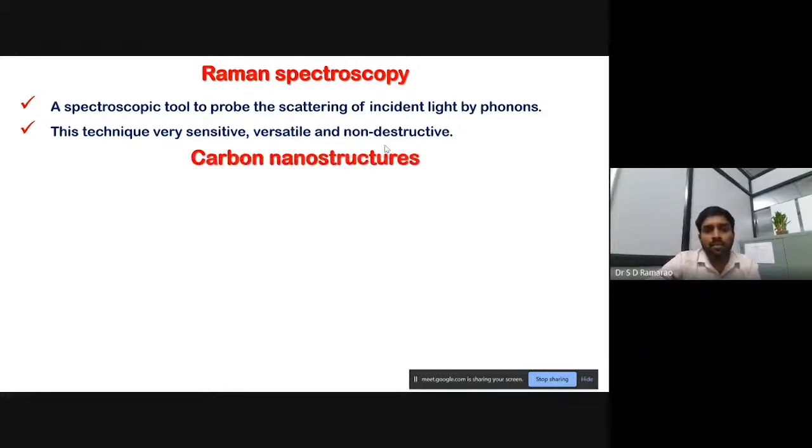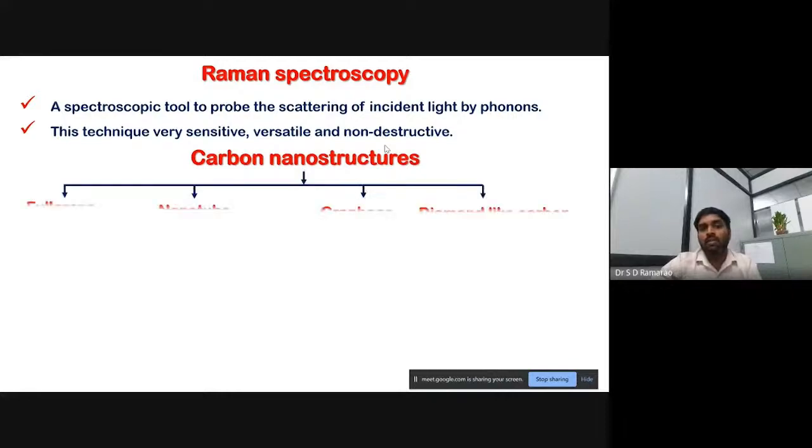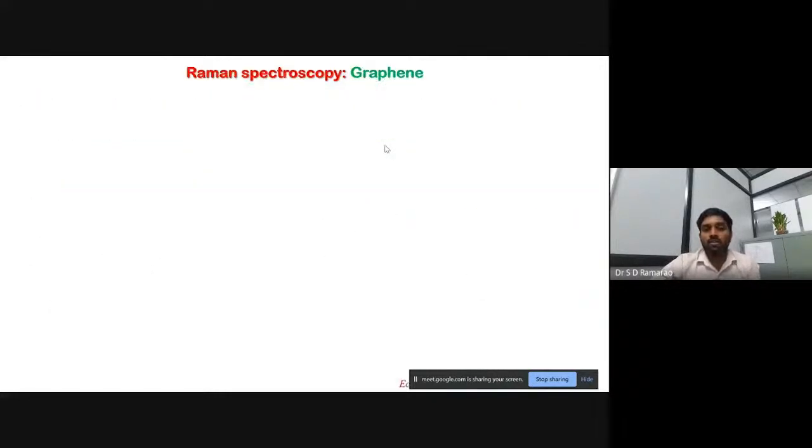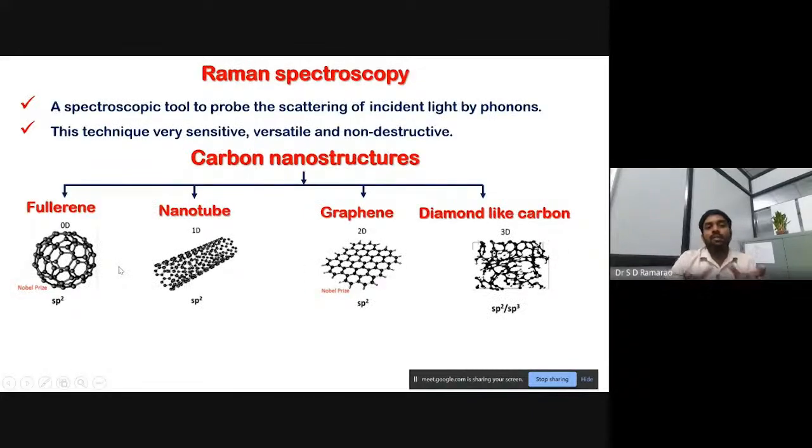It's very important in Raman spectroscopy when you are studying carbon nanostructures. When I say carbon nanostructures, you have many types like zero, one, two, and three dimensions. When you have carbon, there is sp2 and sp3 hybridization, and a change in the hybridization from sp2 to sp3 can also be probed with the help of Raman spectroscopy. That's why those who are working on carbon nanostructures like carbon nanotubes, graphene, or fullerenes will support their results with Raman spectroscopy.